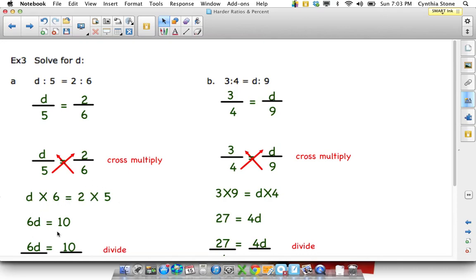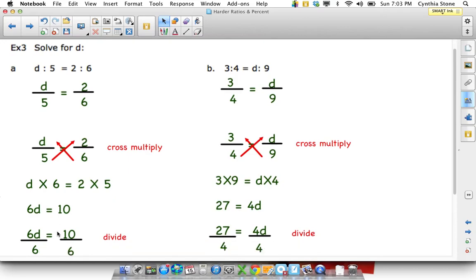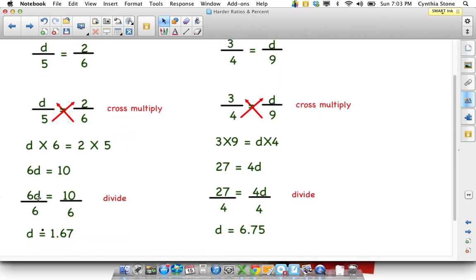6d equals 10. You've got to get the d by itself, so you do the divide part. Divide by 6 to get d by itself. And d, this time I put an approximately equal sign because it's approximately equal to 1.67. 10 divided by 6 isn't a straightforward number. You could leave it as d equals 10 over 6, or you could leave it as d equals 5 over 3, something like that, or you could just put it as a decimal. From my point of view, okay?